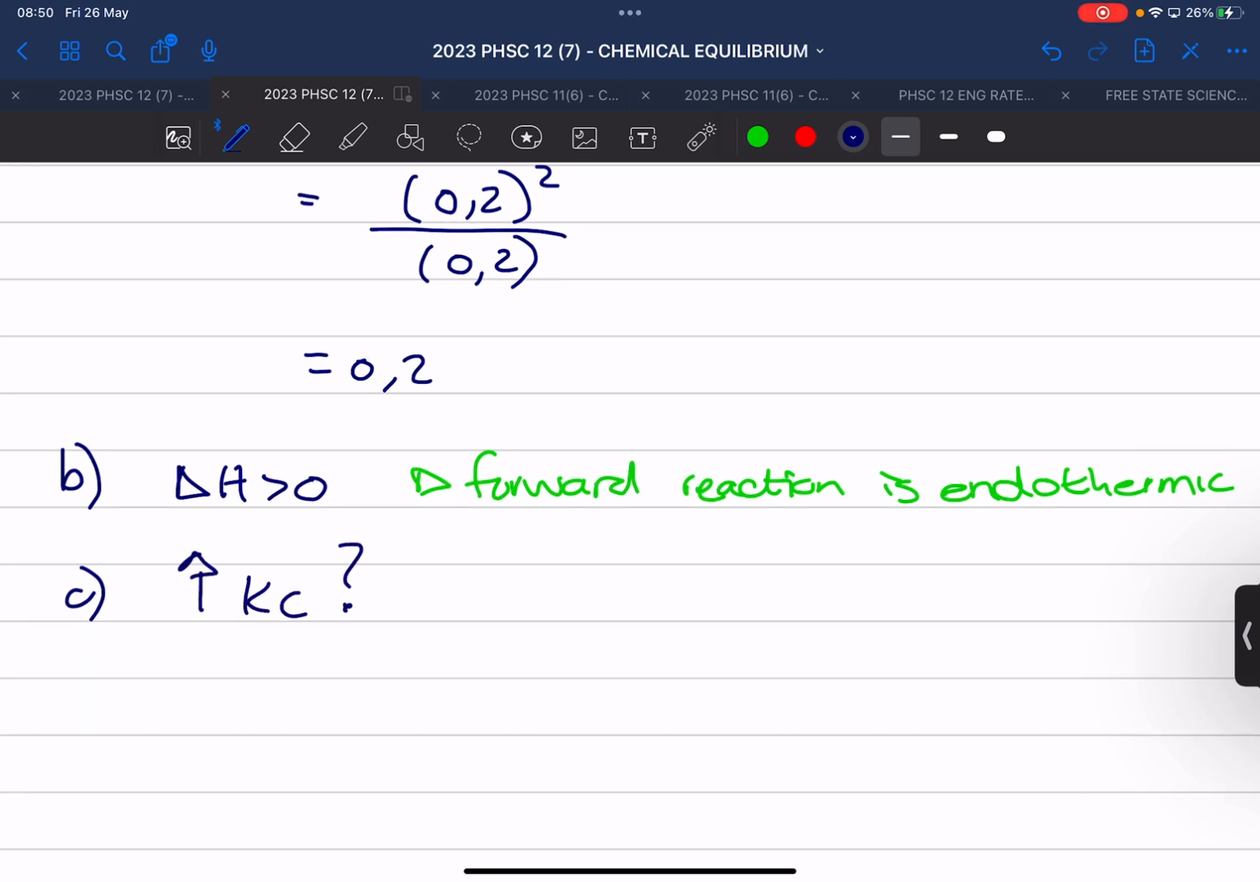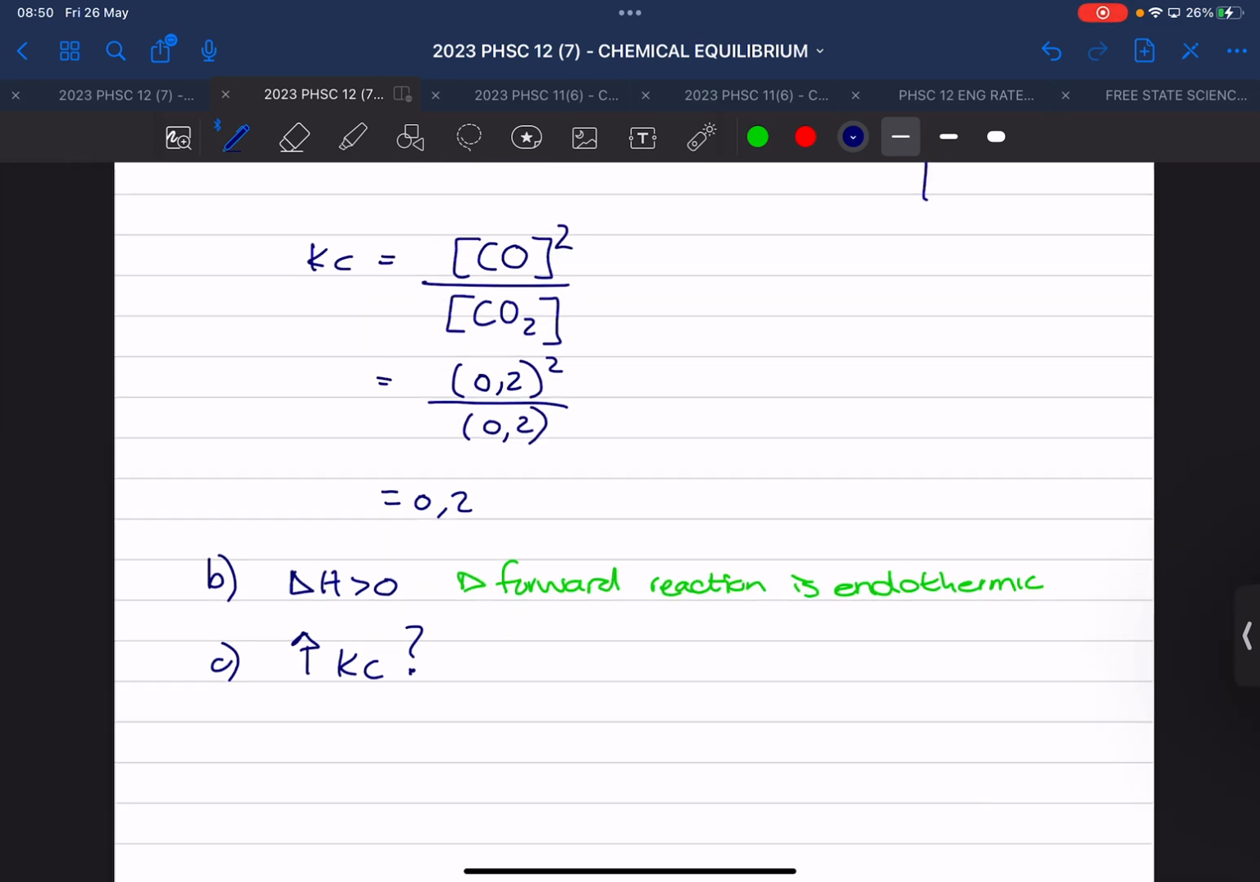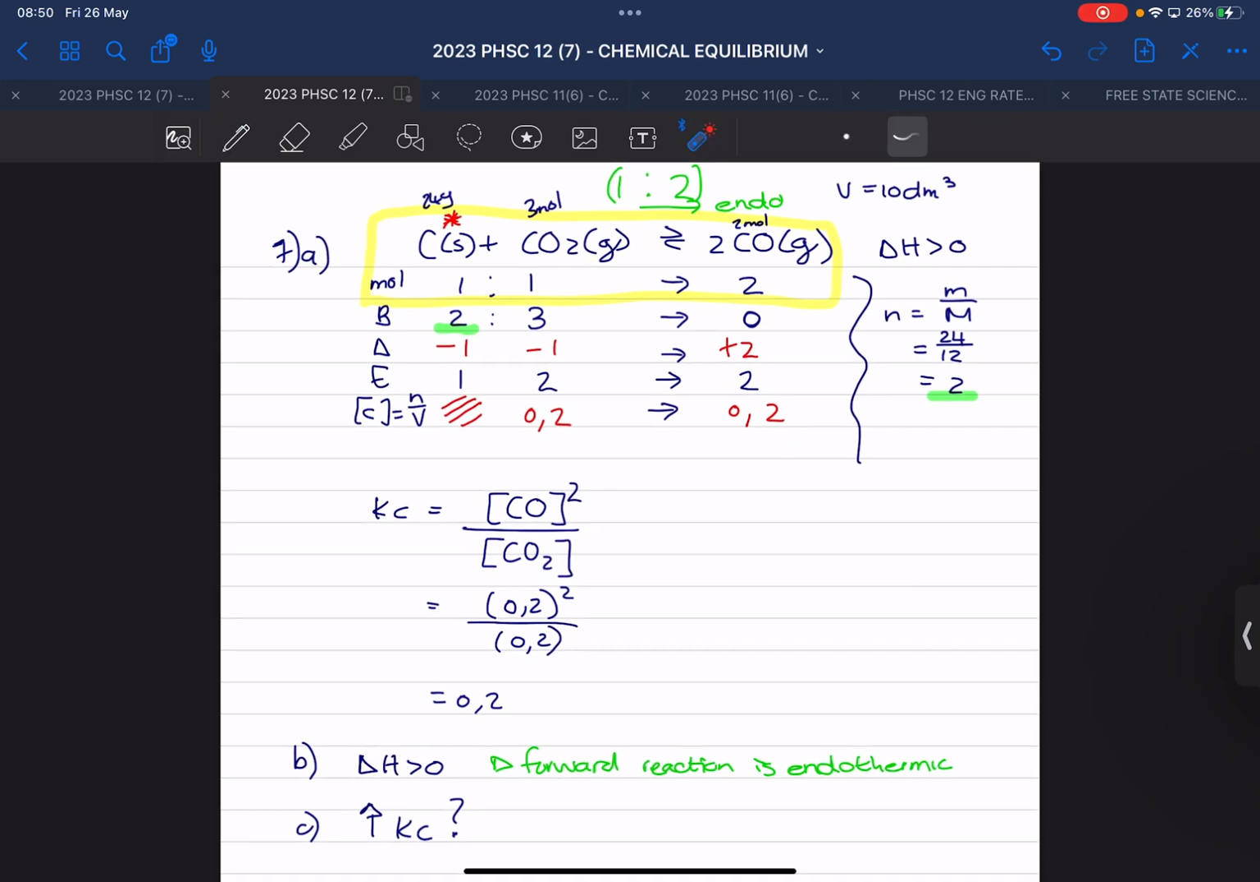What is the one thing that increases the Kc value? Temperature. Okay, but what specifically? What are we going to do with the temperature? Are we going to increase the temperature or decrease the temperature? Okay, let's think about it again. The forward reaction is endothermic. If we make it colder, what will the reaction want to do? Heat it up by favoring the exothermic. So it can't be that.